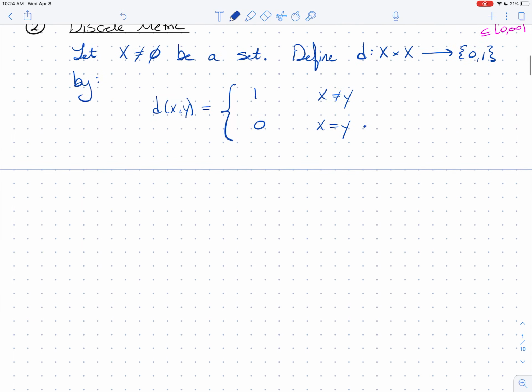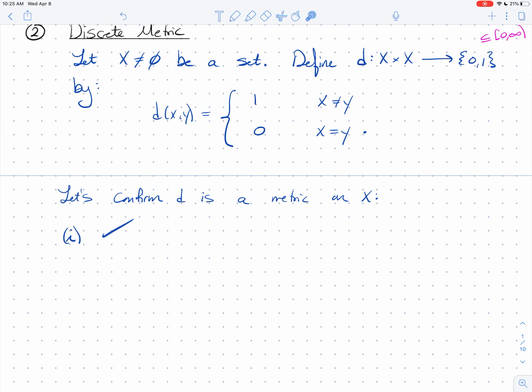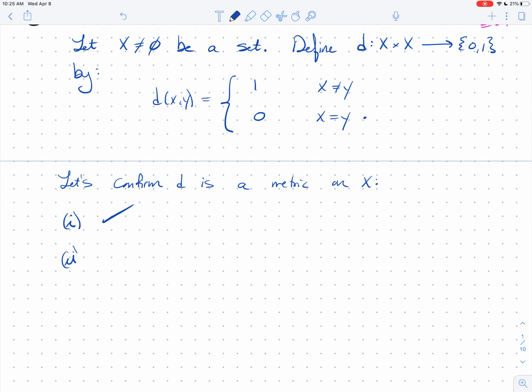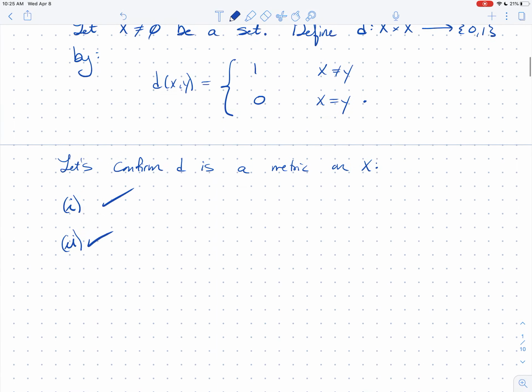And so we should actually confirm that this is a metric. So let's write that down. Let's confirm that D is a metric on X. So we have to check the 3 criteria. So 1 is clear, right? Think about it. By definition, the distance between them is 0 if and only if x is y. So 1 is clear. Also, 2 is clear. And I want to check 3. So 3 is interesting.